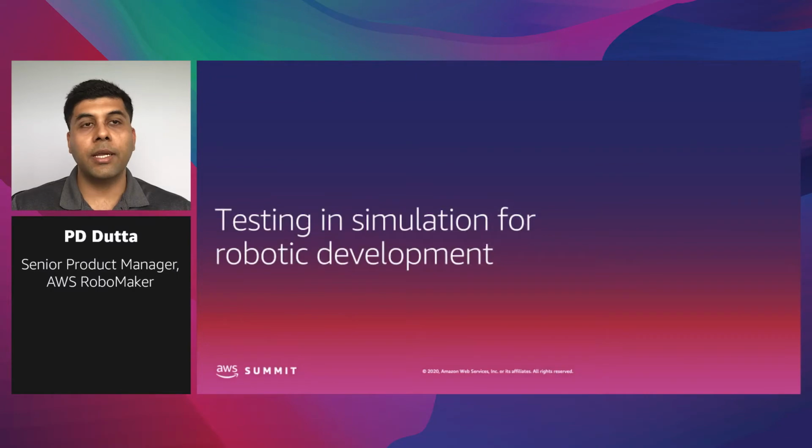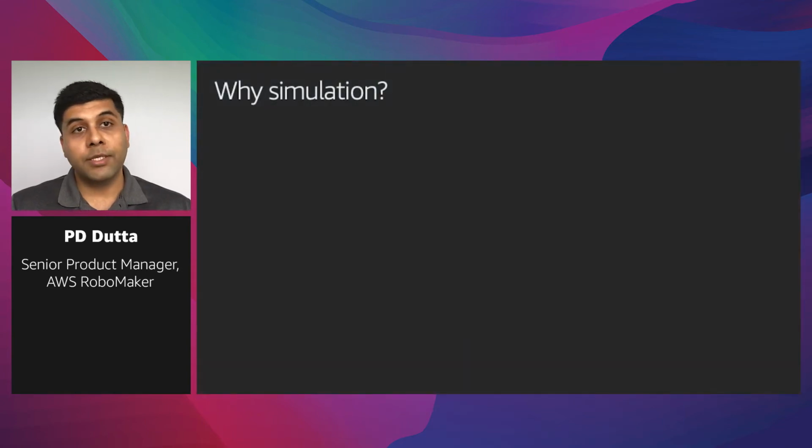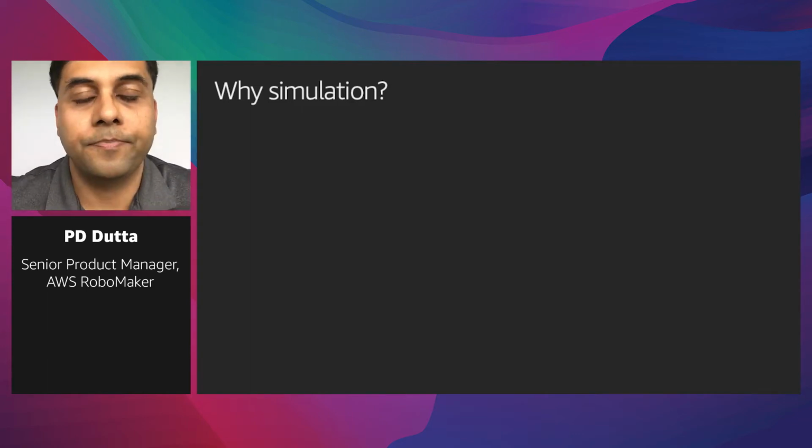So let's shift our focus and look at some benefits of testing in simulation for robotics development. Now, we've heard from a number of customers that simulation is important for use cases such as regression testing and testing multi-robot interactions. For example, say you're an online retailer with warehouses across the country. These warehouses have robots running in them, picking up packages from point A and delivering them to point B. You also have humans working in these warehouses.